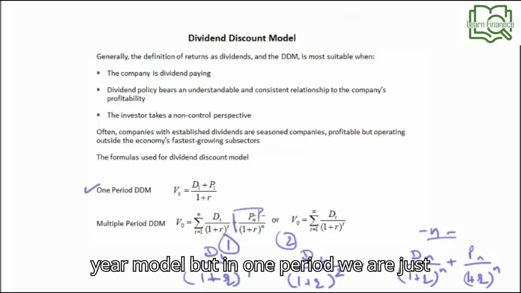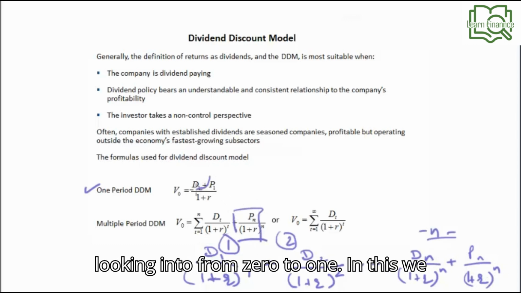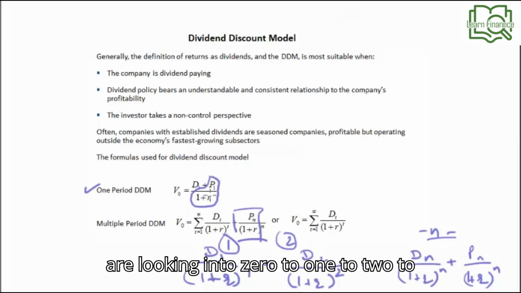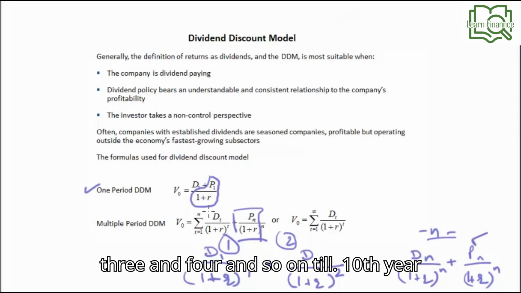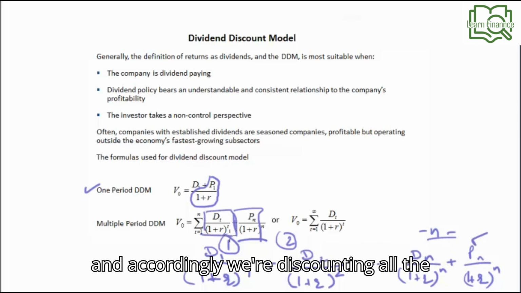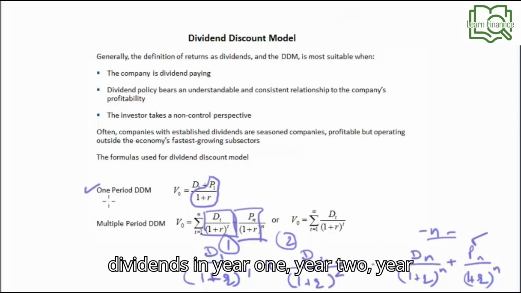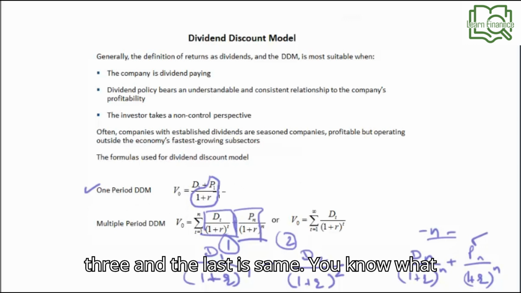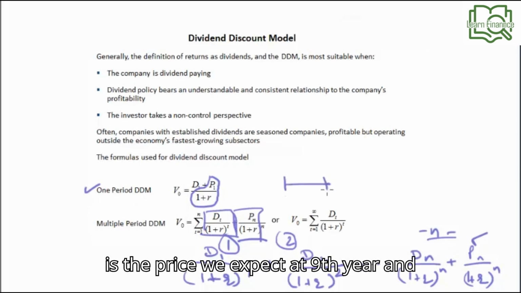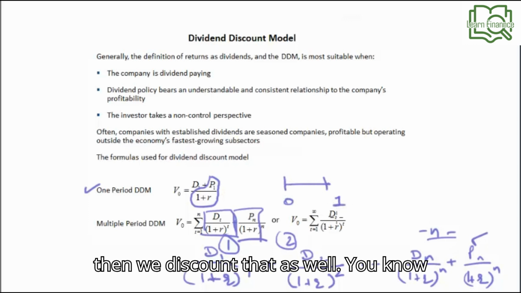So we are applying basically the one-year model, but in one period we are just looking at from 0 to 1. In this we are looking at 0 to 1 to 2 to 3 and 4 and so on till the nth year. And accordingly we're discounting all the dividends in year 1, year 2, year 3, and the last is the same. What is the price we expect at the 9th year? And then we discount that as well.